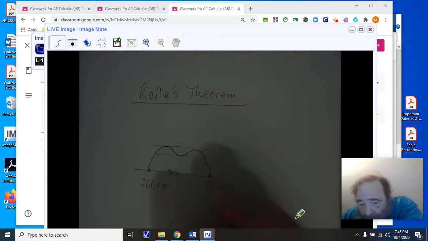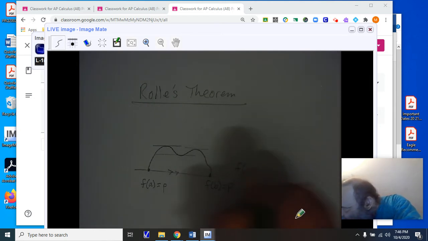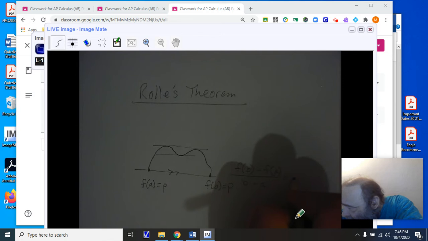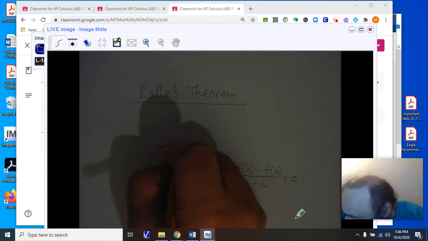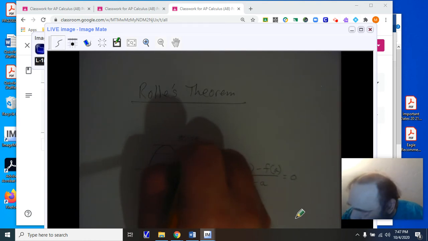So this secant line right here has an average rate of change, f of b minus f of a over b minus a. And we know that it has a slope of 0 since p is f of a and p is f of b, and p minus p is 0. So if I see two y values that are equal at two different x values, the secant line between those two points has to have a slope of 0. And if I have a function that is both continuous and smooth, then there must be at least one critical value on that interval. One place where the derivative is going to equal 0.